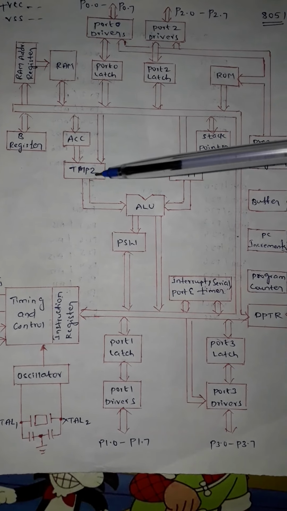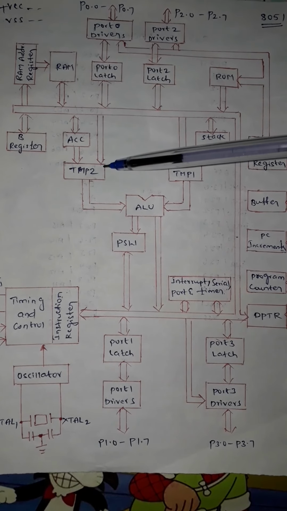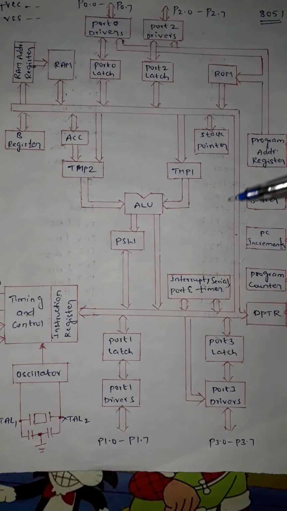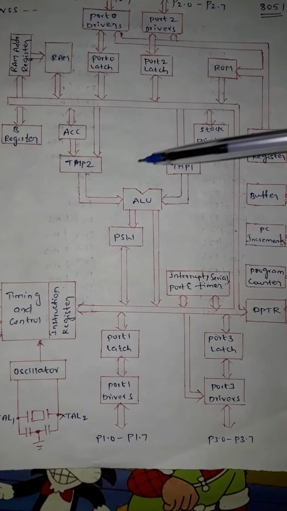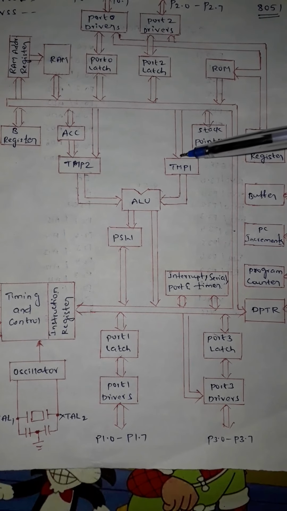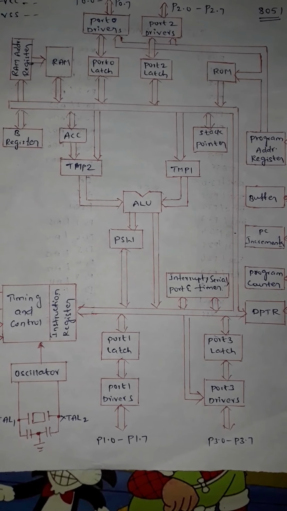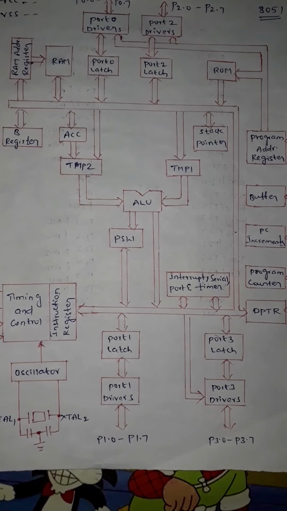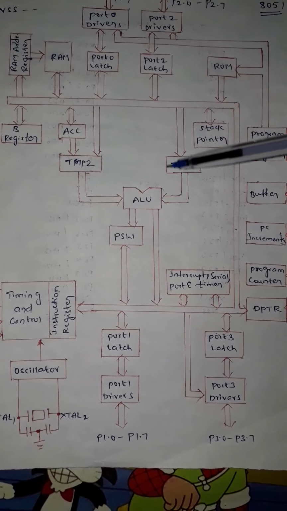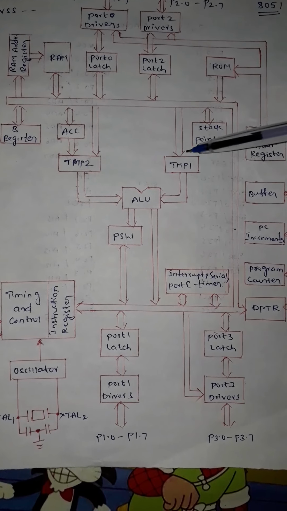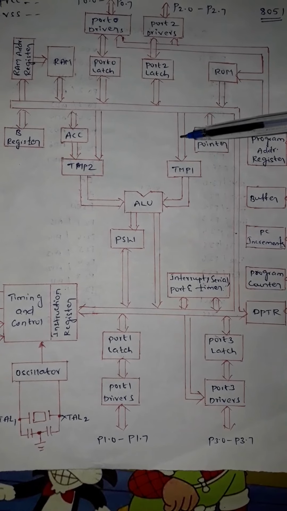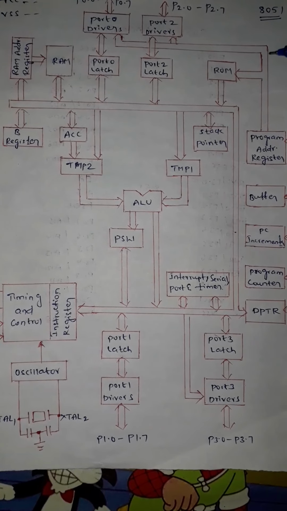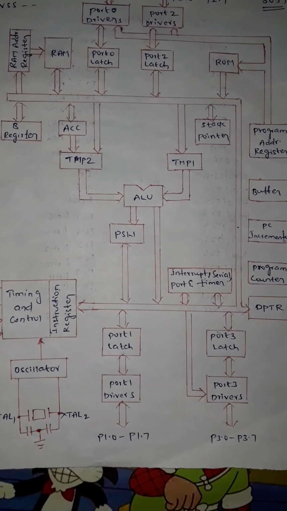Then it has two temporary registers, TMP2 and TMP1. These temporary registers are not accessible by the user. They are for the internal purpose of the controller. The programmer cannot use TMP1 and TMP2. The data is transferred to the ALU through the temporary registers TMP1 and TMP2. They are used internally by the controller, and the programmer has no access to them.